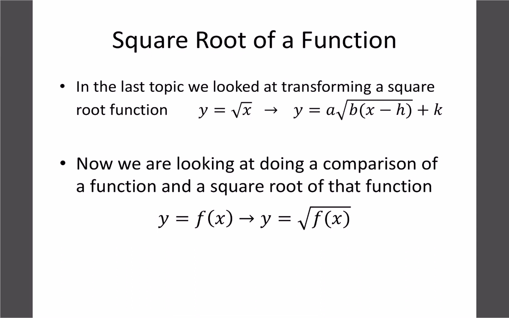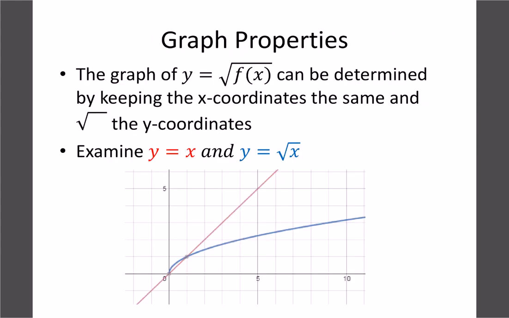So the first thing that you want to be careful of is that in the last topic we were taking a square root graph and doing a transformation. We were taking that graph going up, down, left, right, stretching it, reflecting it, and so on. But now what we're doing is taking some regular function of whatever it is and then doing the square root of that function, not starting with the original square root.